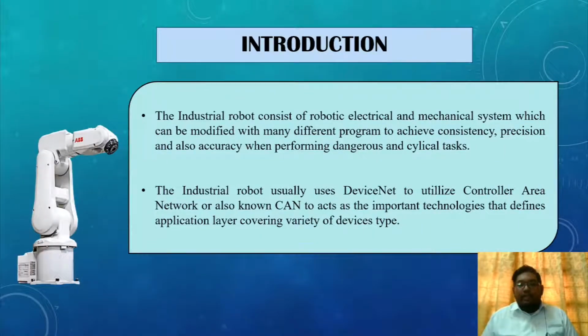Now, I will give an explanation for the introduction of this project. The industrial robot consists of robotic, electrical and mechanical systems, which can be modified with many different programs to achieve consistency, precision and also accuracy when performing dangerous and cyclical tasks. This is important to increase productivity. In addition, the industrial robot usually uses DeviceNet to utilize the controller area network, also known as CAN network, as an important technology that covers a variety of device types. Networking is the key to the successful communication of a robot with other devices.